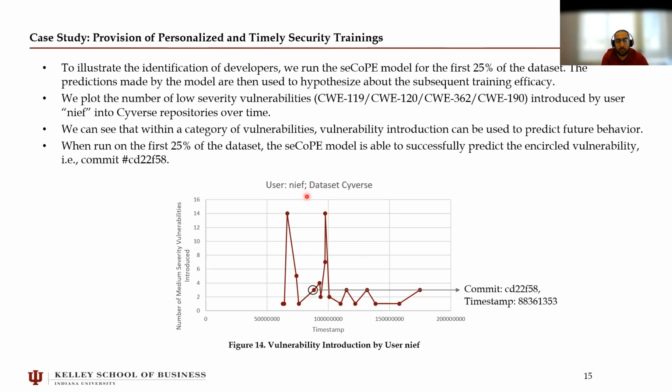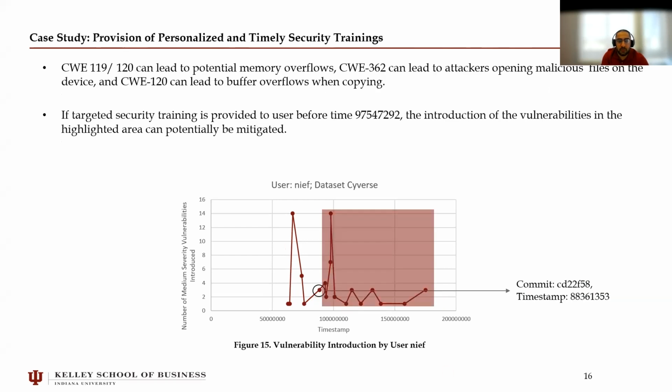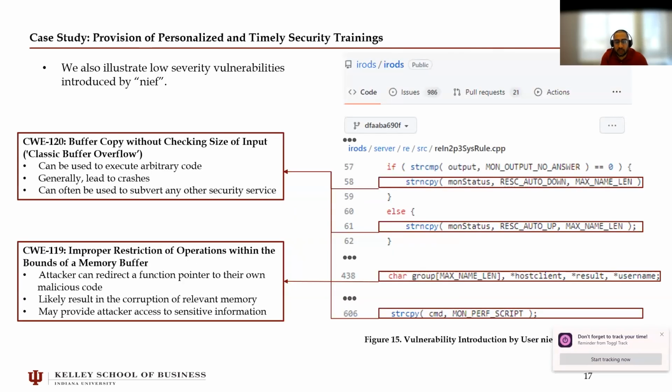So we plot the number of low severity vulnerabilities that were returned by our scanners, CWEs 119, 120, 362, and 190, by the same user into the repositories over time. And what we see is that if we had, at this point in time, provided targeted security trainings, then maybe there is a possibility that the risk associated with the vulnerabilities that were introduced after could be mitigated. And just to highlight what that risk may be, we illustrate the low severity vulnerabilities that were introduced by that user.